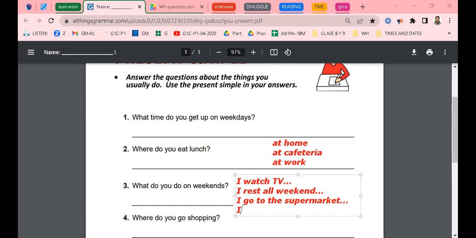Dora? Al parque, al ratoncito. Okay, I go to the park. Okay, interesting. Mario, tell us, Mario. I go to the gym. Okay.